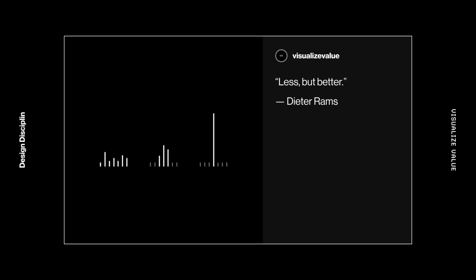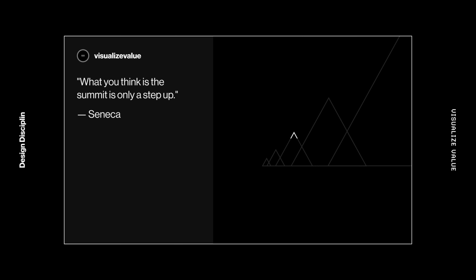This visualization of a quote from Dieter Rams, saying less but better, illustrates between the left and the right sides the difference between spreading thin and doing many things at once and concentrating on one thing alone. And here's again a more subtle one illustrating a quote from Seneca. What you think is the summit is only a step up. The summit that we're able to see, perhaps the one that we're standing on, is visualized as but a small slice of a whole range of achievements, big and small.